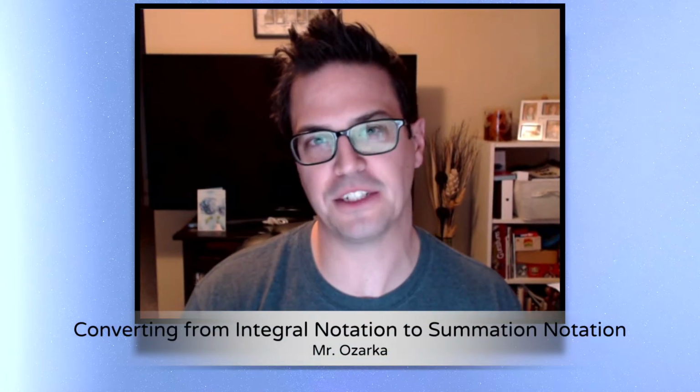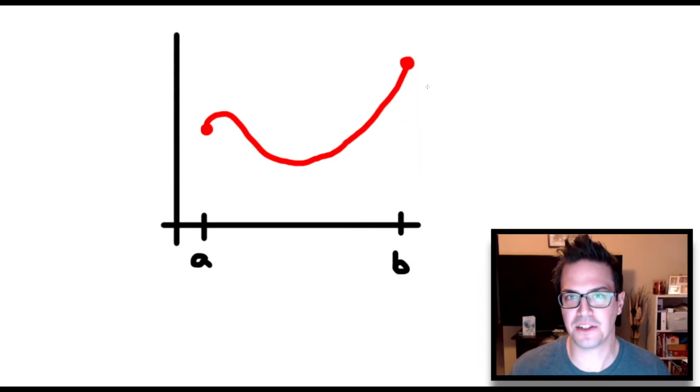All right, so this is going to be a video of basically converting from integral notation to Riemann sum notation and vice versa. To do that, I'm going to use an abstract example here. I have this graph here. It's a continuous function, a graph of a function in red here from A to B.